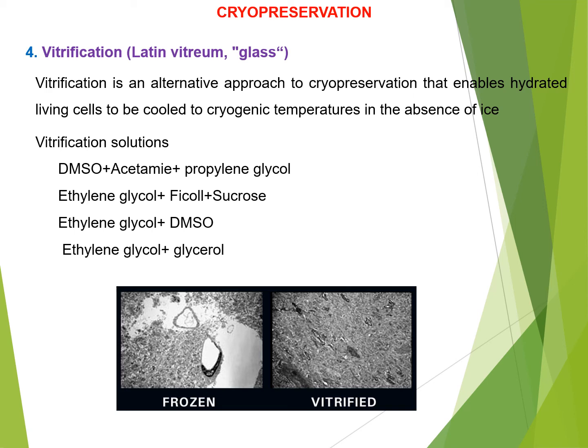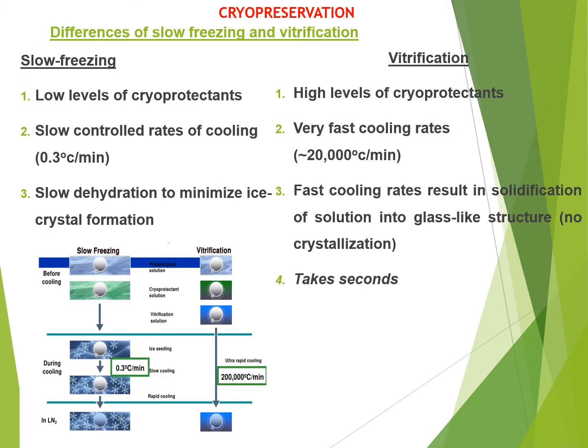Certain vitrification solutions used are DMSO, acetamide, propylene glycol in combination, ethylene glycol, ficoll, and sucrose in combination, or ethylene glycol, DMSO, or ethylene glycol, glycerol in combination. This slide lists down the differences between slow freezing and vitrification. In vitrification, if you notice, the cell escapes the ice formation step.